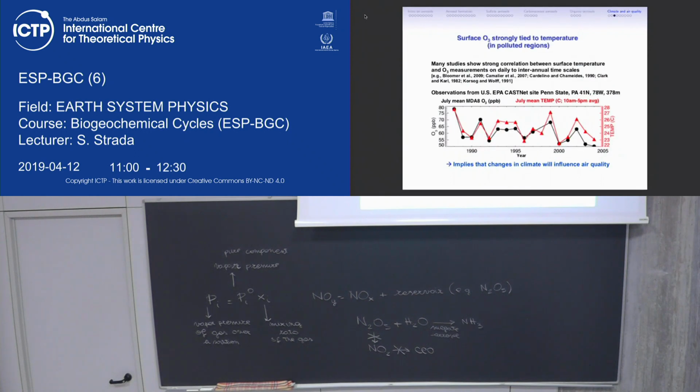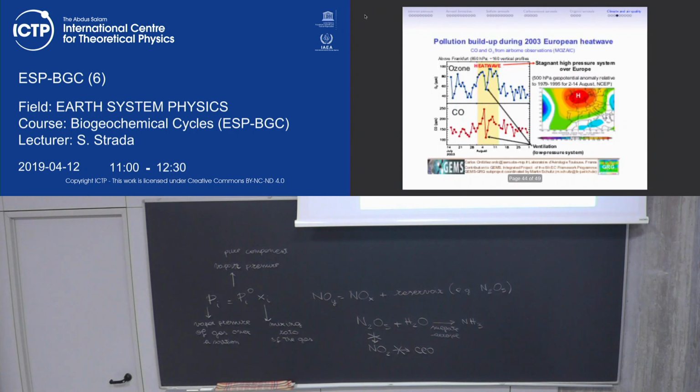And so to show you some examples, here you have observations of ozone, the July mean over Pennsylvania state, and the July mean for temperature. Ozone is the black line, temperature is the red line, and this measurement has been done over a period of around 20 years. And as you see, the change in ozone really seems to follow the change in temperature. So a change in climate will influence air quality in an area.